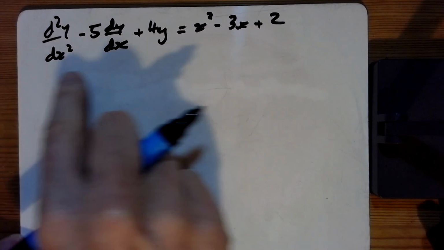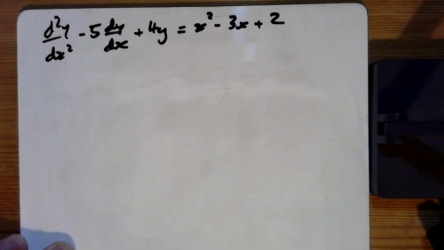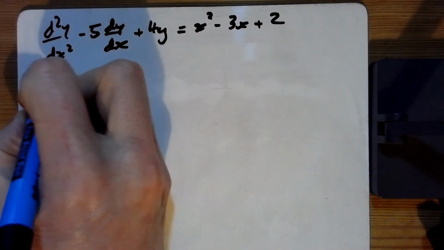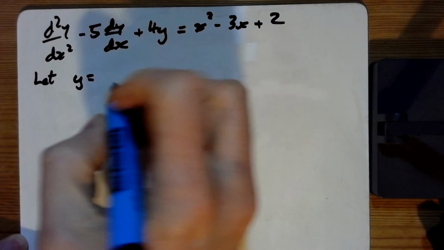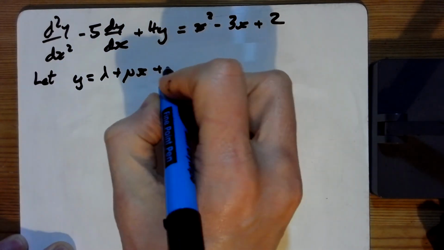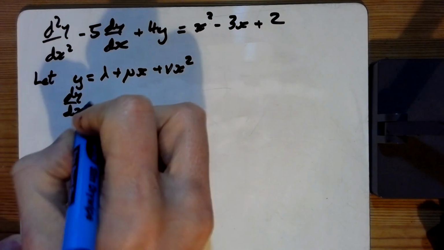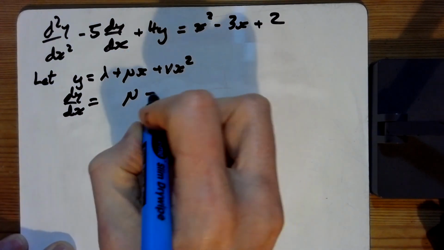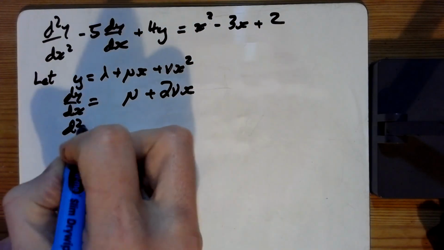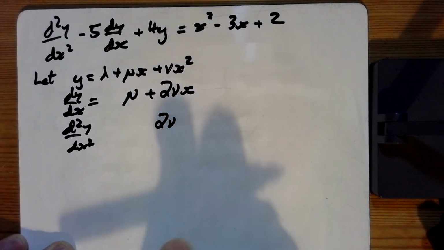So question 2, we've got our differential equation here, and we've got a quadratic on the end there. And it's actually asking us to find the particular integral first. So that's when we go for let y equal, now as it's a quadratic, we're going to go for lambda plus mu x plus nu x squared. We differentiate that, and we just get the mu there and the 2 nu there. And we differentiate it again, and that just leaves us with the 2 nu at the end there.